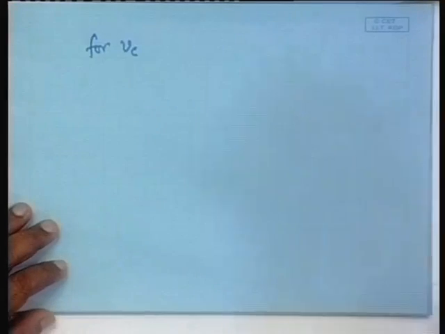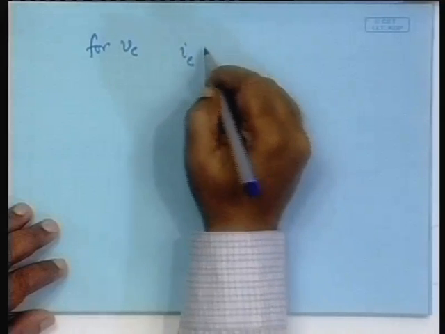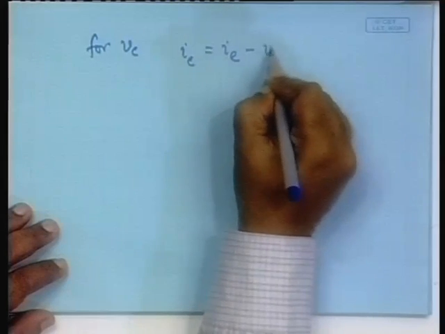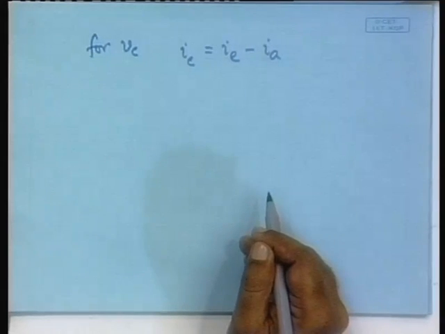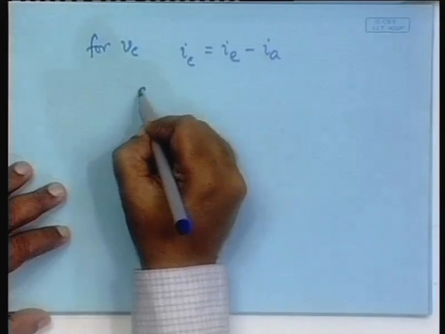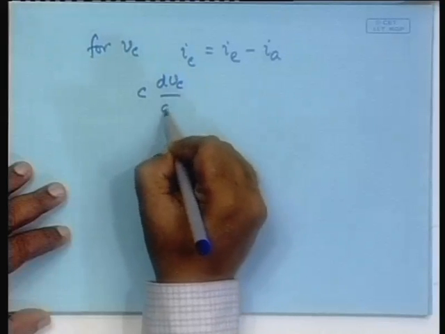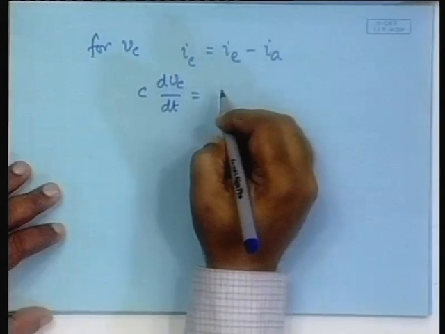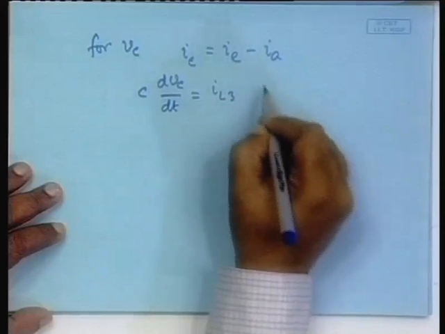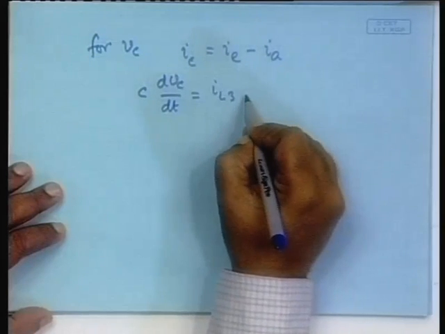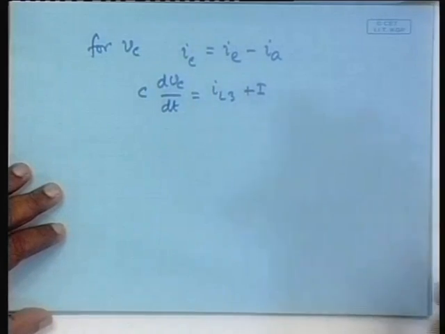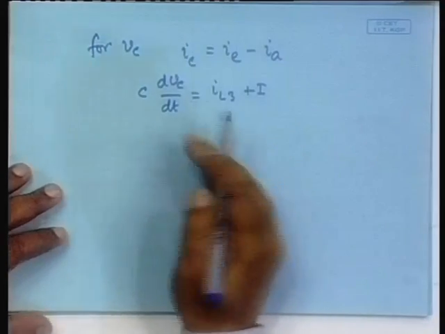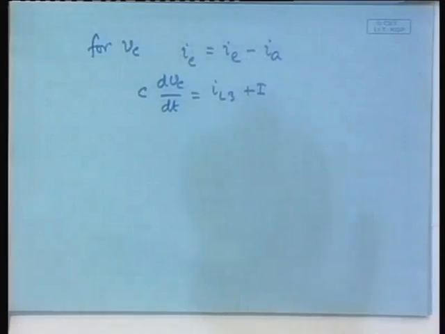So, quickly write the equation. You will write I C is equal to I E minus I A, and then you will write the equation. I am not bothering about it. C d v C d t is equal to I L 3 I A, it will be plus I, right, it is the opposite direction. So, you can easily get the C on the other side, you get the equation.